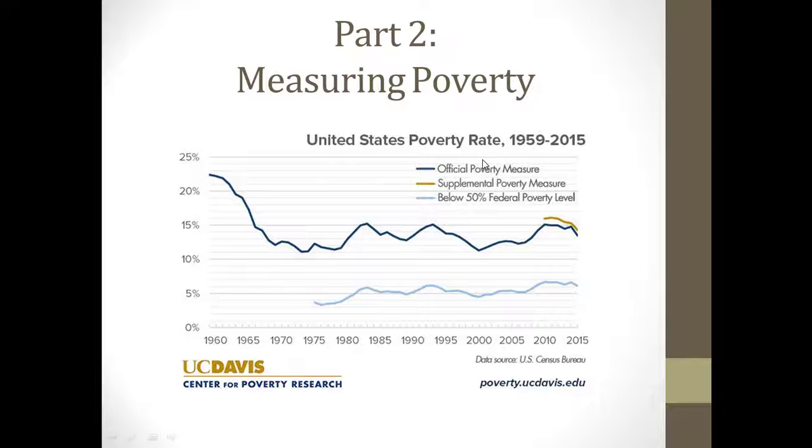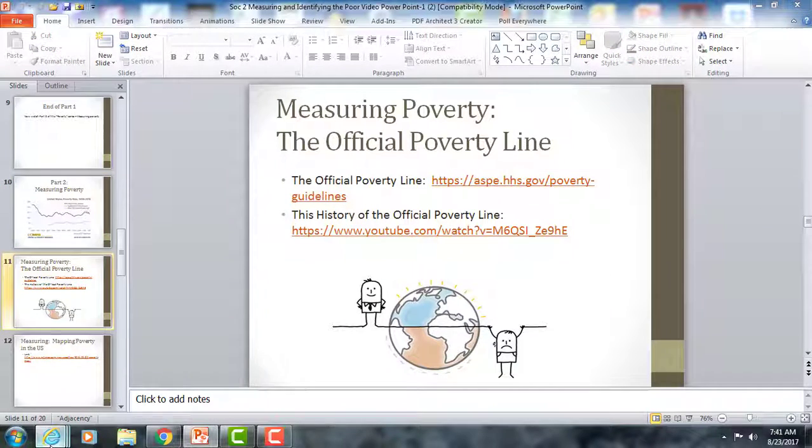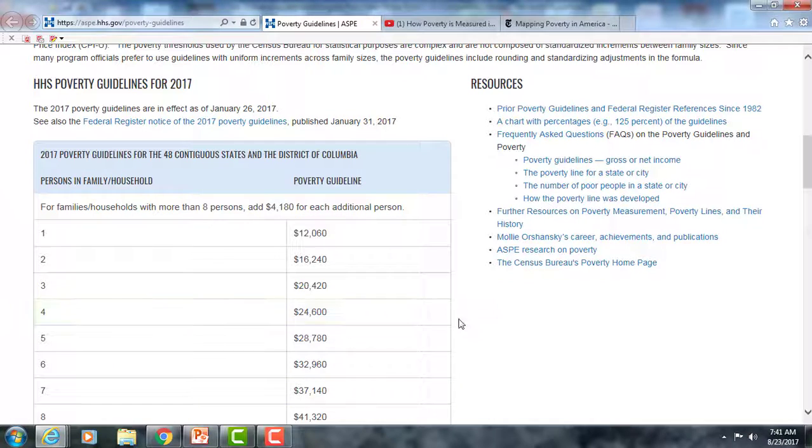And of course, the most obvious way is the sort of official U.S. poverty line. And I wanted to look at what that is today. So let's check that out. How much money do you not need to make in order to be considered poor? So here we have a link. I put this on Canvas if you want to check it out.